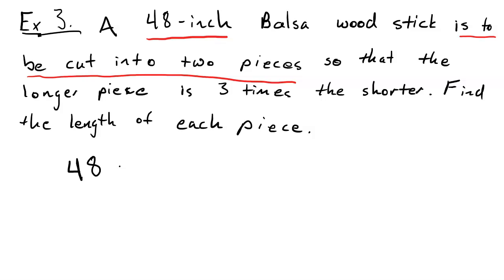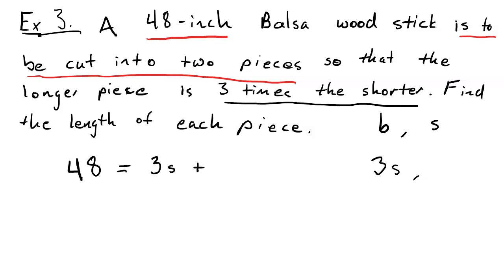So this is why I'm writing 48 and then an equal sign. And then I'm moving on to the rest of the question, which says, so that the longer piece is 3 times the shorter. So we have two pieces. We have the big piece and we have the shorter piece. But we have that the big piece is going to be 3 times the shorter. So that means that the big piece is going to be 3 times s. So since we have 3 times s and s, we can now write that 48 is equal to 3s plus s.